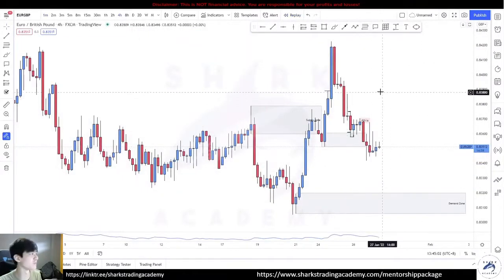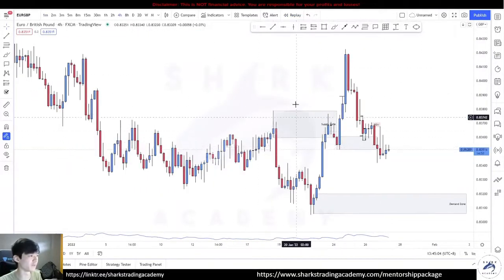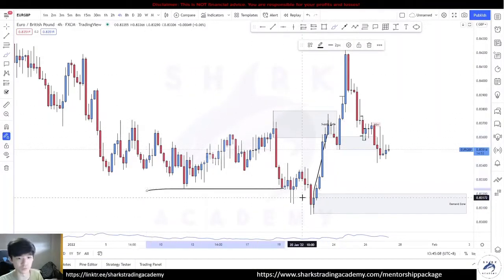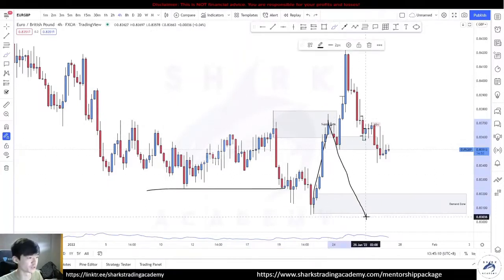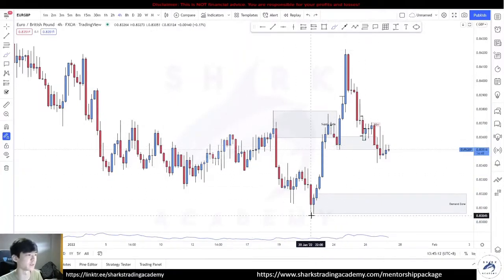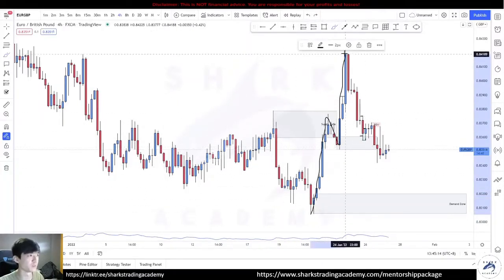So over here we have the Euro Pound, and you can clearly see that we have a 4-hour supply zone, right? So what is this 4-hour supply zone supposed to do? It's supposed to break structure and create a lower low. Instead, it taps in, reacts, break structure.